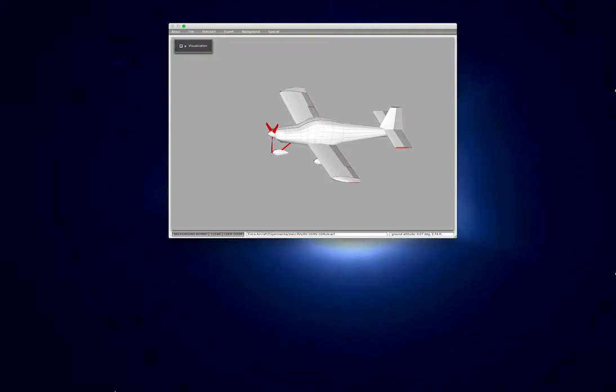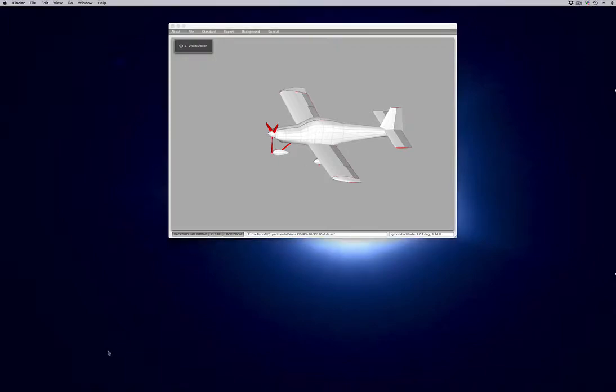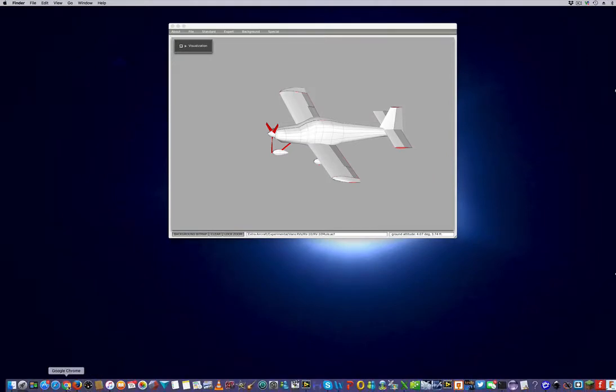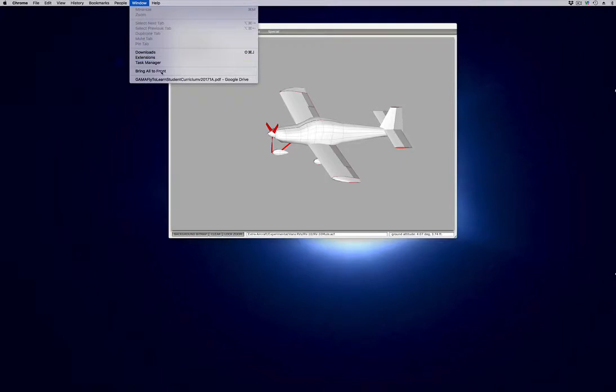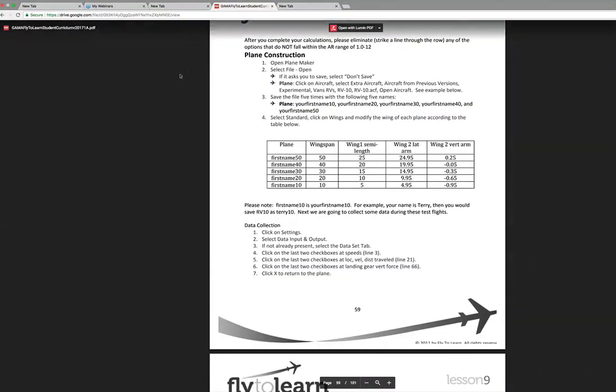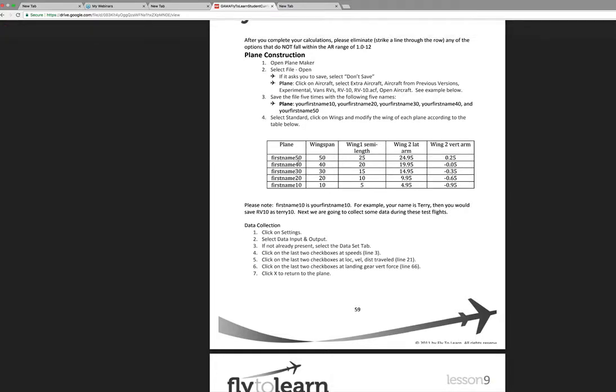All right, now if I go back over here, your first name 50 will be one. It's going to end up with a 50-foot wingspan. First name 40, and you can do it. Another way to do that is first name AR50. So if you're going to keep that naming convention, you'll just keep doing it over and over that way.